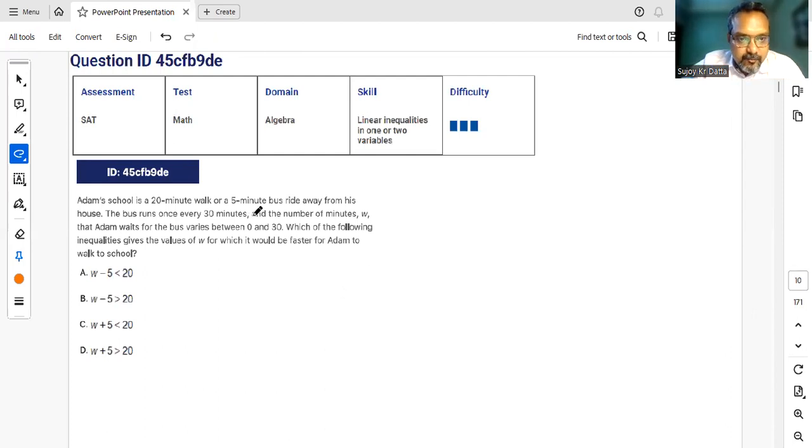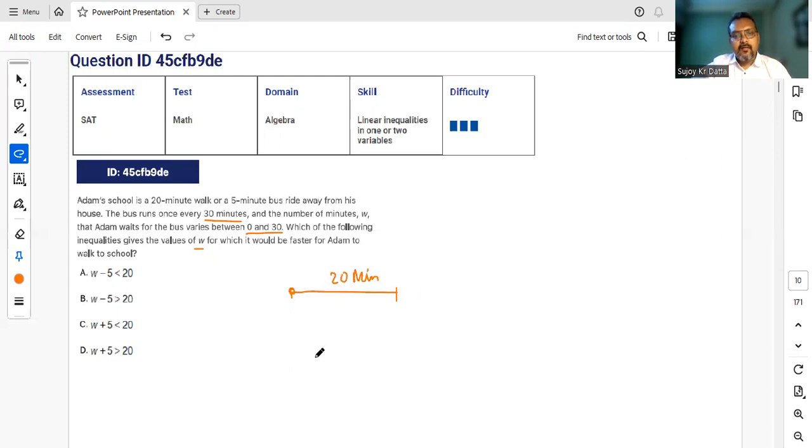Adam's school is a 20-minute walk or a 15-minute bus ride. The bus runs once every 30 minutes. And the number of minutes that Adam waits for the bus is between 0 and 30. Which of the following gives the values of W? W is the number of minutes that Adam waits, the waiting time, for which it would be faster for Adam to walk to school. So what they are basically saying is it's a 20-minute walk.